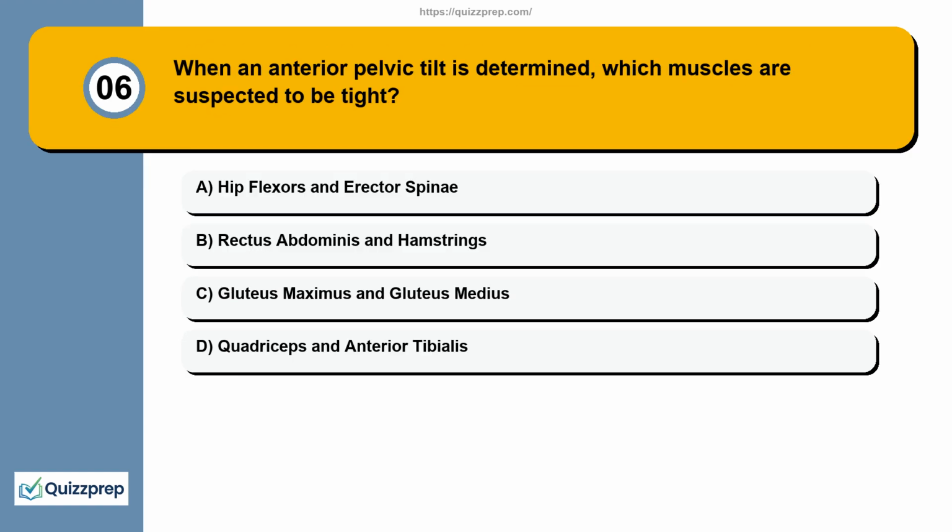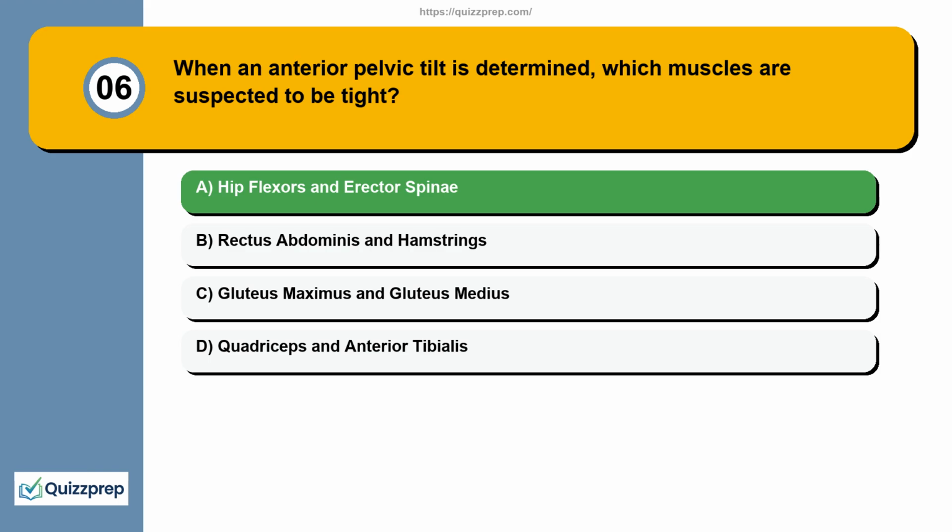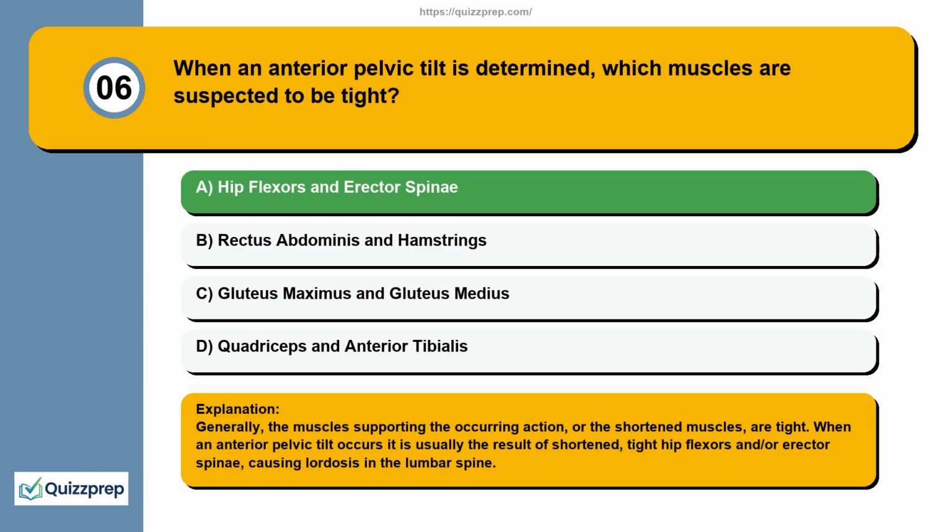Question 6. When an anterior pelvic tilt is determined, which muscles are suspected to be tight? Hip flexors and erector spinae, rectus abdominis and hamstrings, gluteus maximus and gluteus medius, quadriceps and anterior tibialis. Generally, the muscles supporting the occurring action, or the shortened muscles, are tight. When an anterior pelvic tilt occurs, it is usually the result of shortened, tight hip flexors and/or erector spinae, causing lordosis in the lumbar spine.